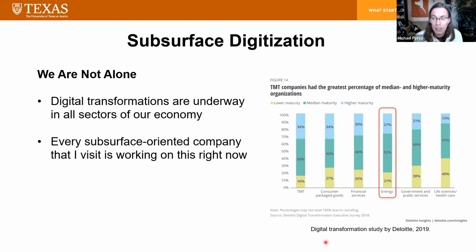In fact, if you look at the Deloitte study on readiness across different sectors of our economy back in 2019, they suggested that energy, which is good, it's representative of the subsurface, is in the middle of the pack as far as proportion of organizations with high maturity. Who's winning? TMT. That's not a surprise, right? Tech, media, telecom. They're leading as far as adoption. Healthcare and life sciences are trailing. All right, so everyone's working on this right now.